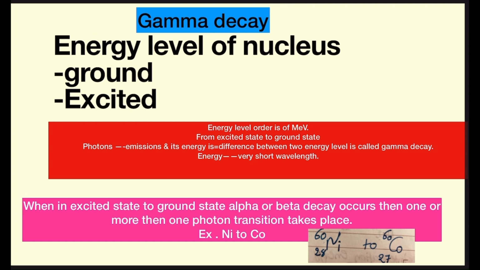When alpha or beta decay occurs and the daughter nucleus is in an excited state, only then does gamma decay happen. And when the daughter nucleus goes from the excited state to the ground state after alpha or beta decay, one or more photon transitions take place. For example, nickel to cobalt decay.